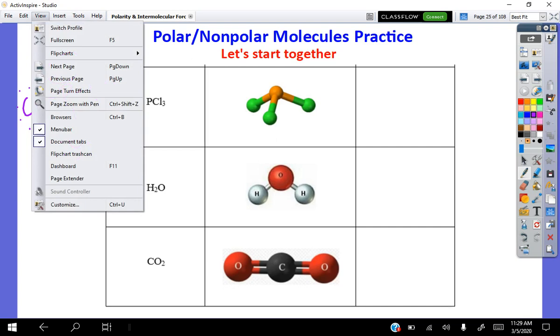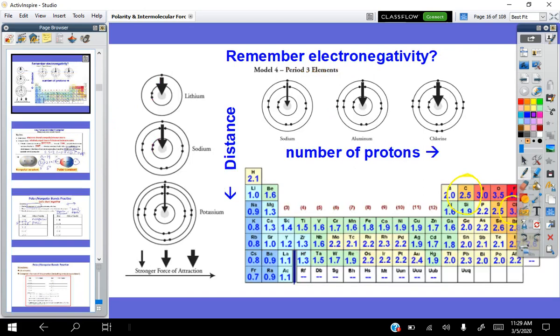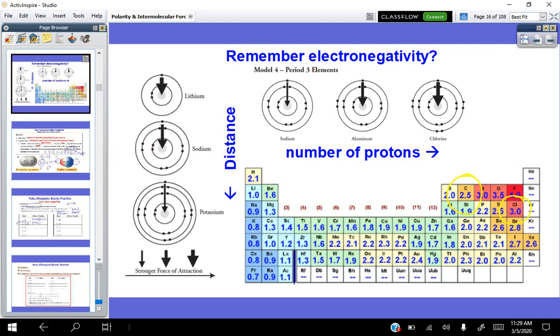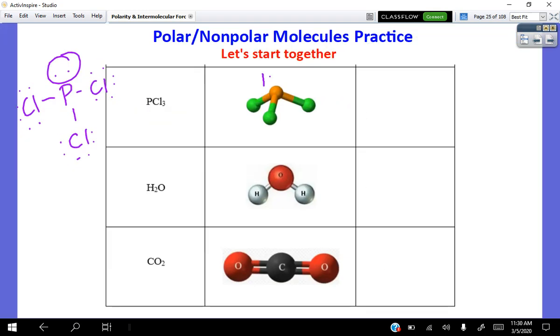PCl3 is interesting because if you look at the bonds and the bond polarity here, Cl is 3.0 and phosphorus is 2.2. That is a difference of 0.8. So those are polar bonds, but there's no way for them to cancel out. All of these bond dipoles are generally pointing the same direction. It looks like we have two pointing off to the side and one pointing toward us, but generally they are pointing down. Since there's no way to cancel them out, this would also be a polar molecule.